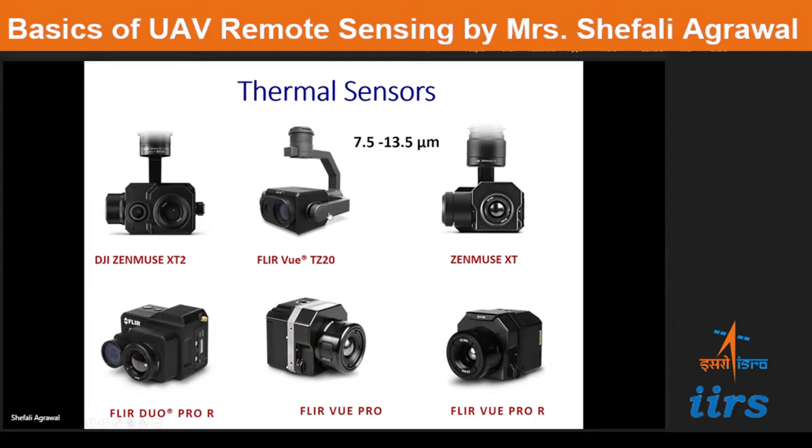Similarly, we have thermal sensors available in different ranges. They are in the broader ranges, 7.5 to 13.5 micrometers, right? So a number of companies are coming up with different models. Some are calibrated, some are non-calibrated. Calibrated ones are slightly costlier than the non-calibrated, but nowadays they are becoming cheaper. If you buy non-calibrated thermal cameras, then you have to do a lot of calibration before you actually extract the temperature from it. If it is calibrated, then it directly gives you the radiant temperature. So that process becomes faster, right?